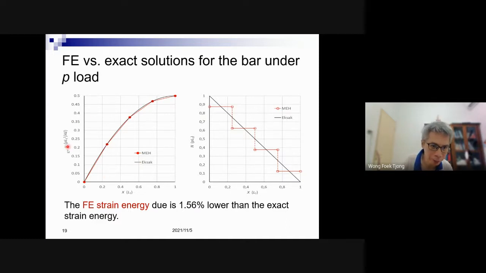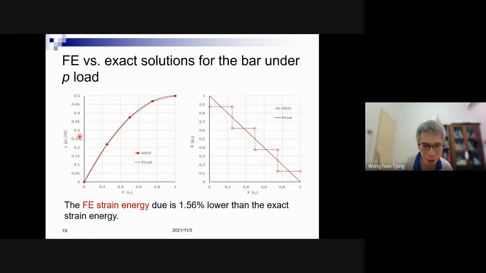This is the displacement U, right? As a function of the position. This is one, it means 1 L. This is in the unit of P L squared over A E. So if this is 0.2 here, for example, it means 0.2 times this multiplied by this one. A kind of units, right?